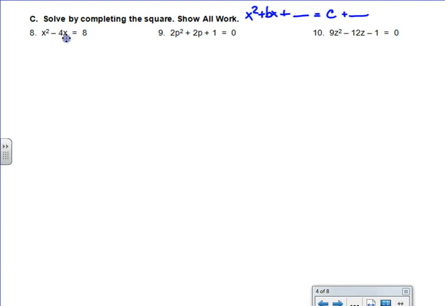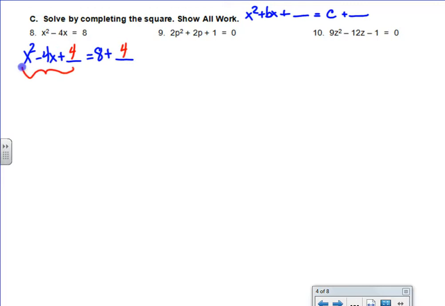So you'll notice here they've already moved the constant to the right side. That's good. I'm just going to rearrange it a little bit. I'm going to leave a blank for when I complete the square. And then to keep things balanced, whatever you do to the left side of the equation, you also need to do to the right. So the thing that goes in the blank is half of our b term and then squared. So half of negative 4 is negative 2. Negative 2 squared is a 4. I got to add it to both sides of the equation.